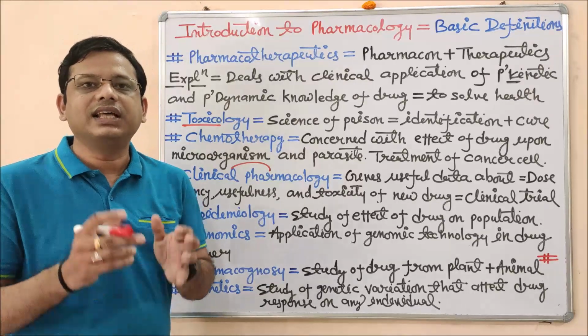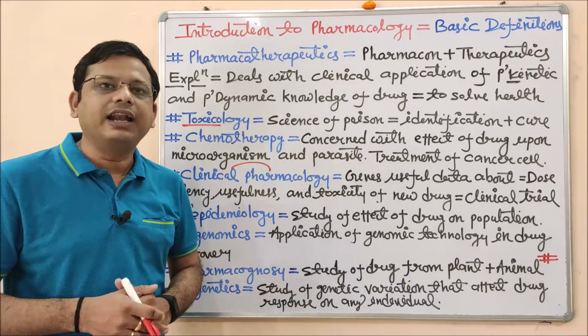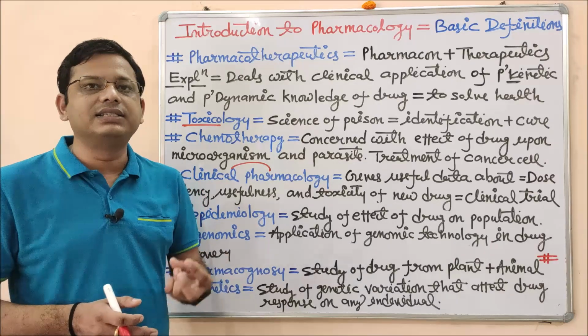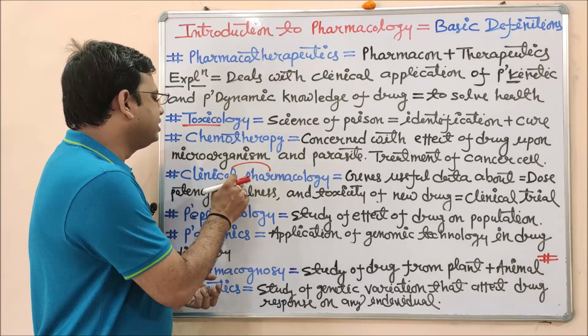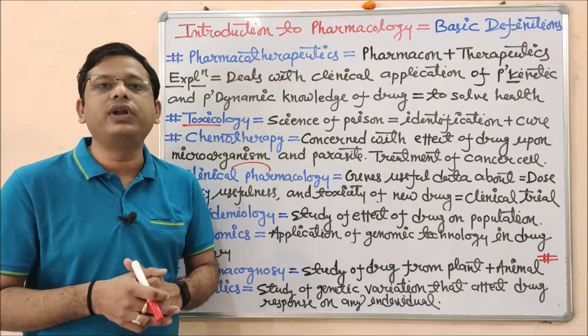How effective a drug is for a particular disease or disorder can be visualized, identified and observed just after studying clinical pharmacology. Then the next one is usefulness. How useful it is.